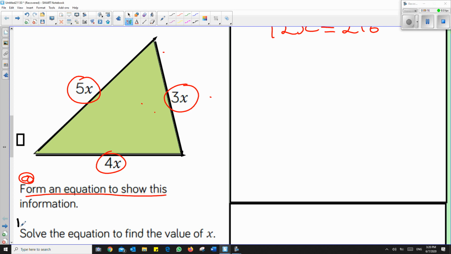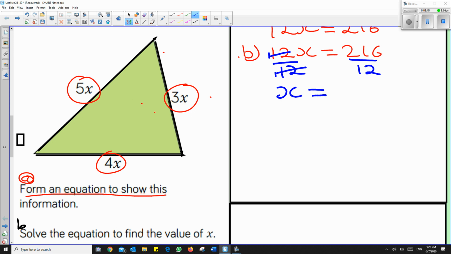Section B, solve the equation and find the value of x. So the equation is 12x is equal to 216. How can we solve that? We can solve that by dividing by 12 both sides. So 12 divided by 12 is 1. So you remain with x is equal to 216 divided by 12 to get the answer. So here you're going to divide this and get the answer.